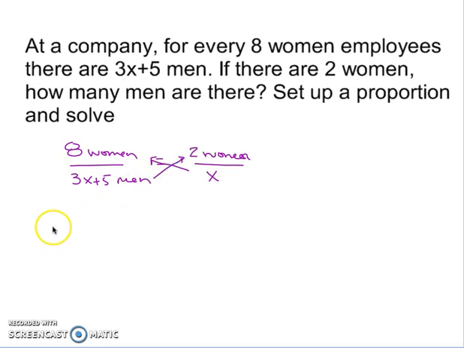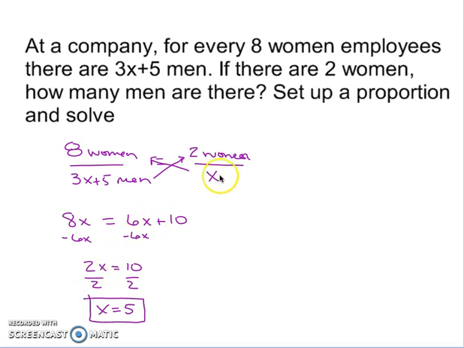When we set that up, we should have 8x equals 6x plus 10. Then we're going to solve for x. I'm just going to subtract off my 6x, so we end up with 2x equals 10. Divide off your 2, and x equals 5. So you could plug that 5 in there. For every 2 women, there are 5 men.